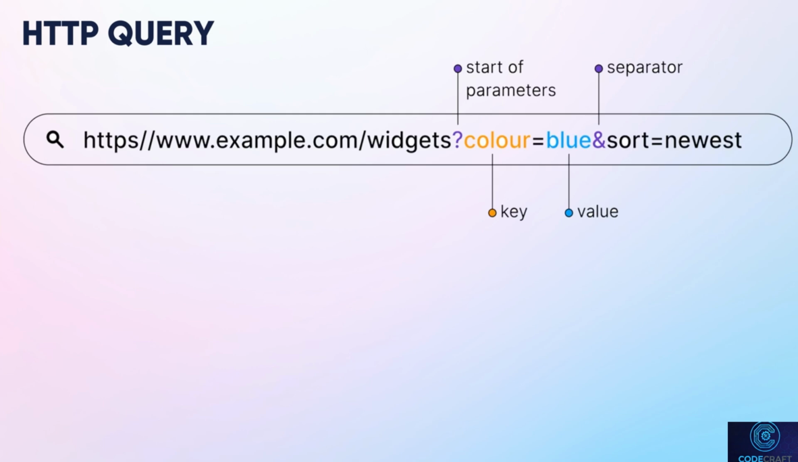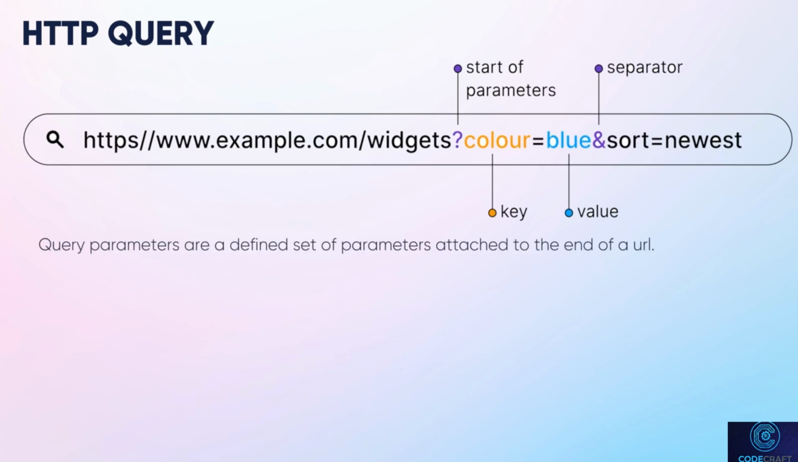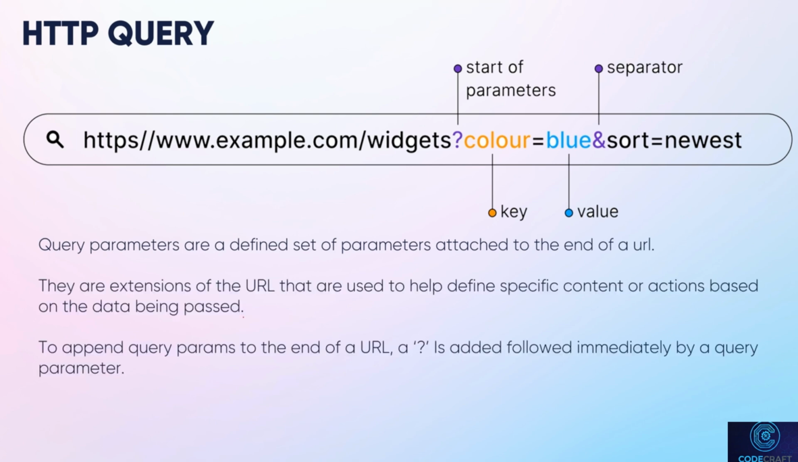Now let's move to learn about the HTTP query. HTTP queries refer to the use of query parameters in HTTP requests. Query parameters are key value pairs added to the end of a URL to customize and specify the details of an HTTP request. These parameters are separated from the base URL by a question mark and from each other by ampersands. To append query params or parameters to the end of a URL, a question mark is added followed immediately by a query parameter.